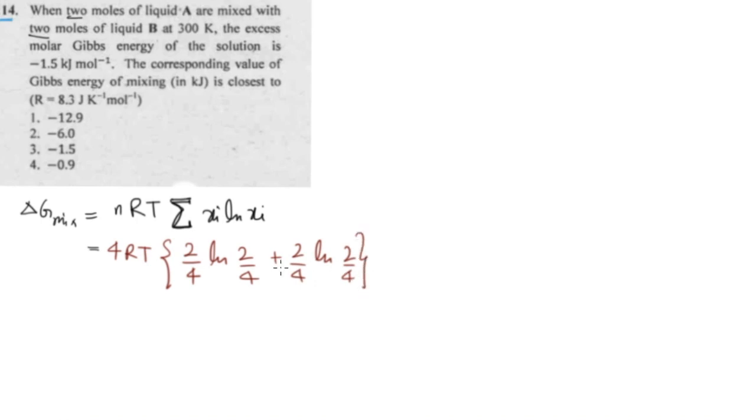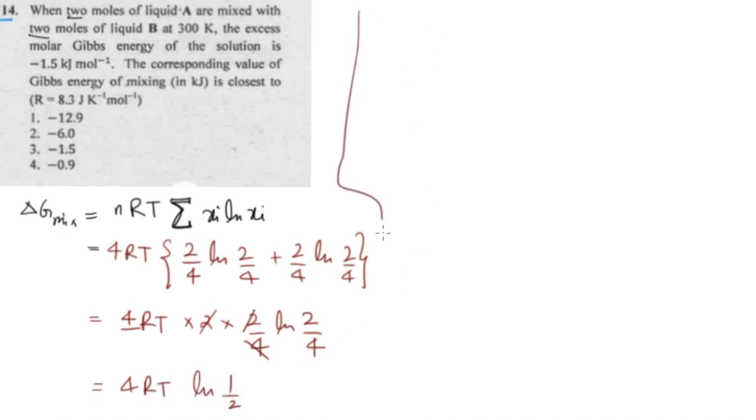For both the liquids, the value of xi ln xi will be the same because both of them are taken as 2 moles, so I can calculate it. That's all you have to do. So 4 RT, into 2 into 2 by 4 ln 2 by 4. These will cancel out this particular 4. So basically what you will get is 4 RT ln 1 by 2.